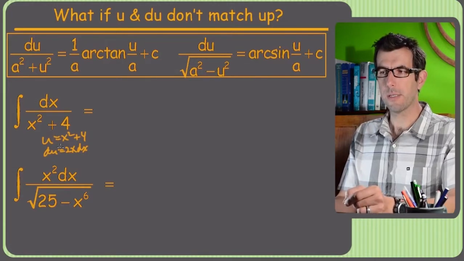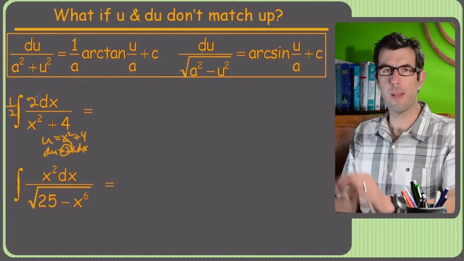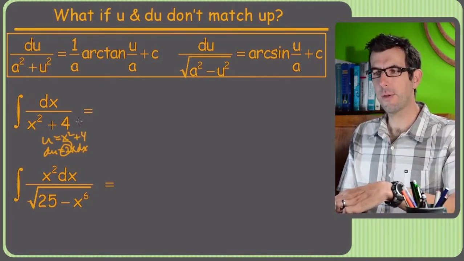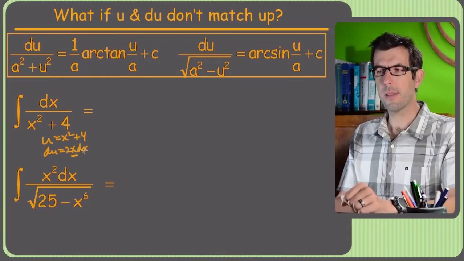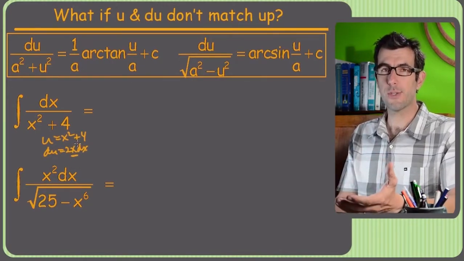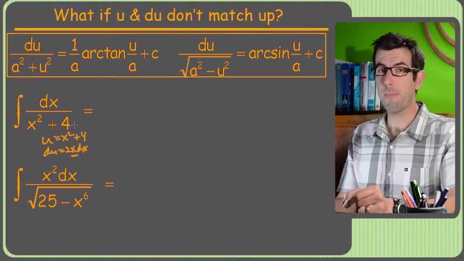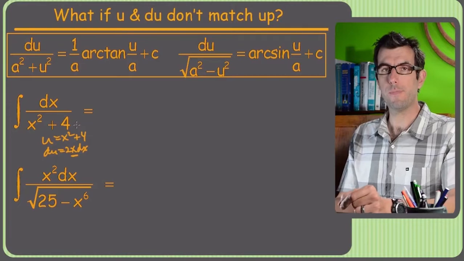There's no x upstairs. The 2 I can get. If I could just throw a 2 here, throw one out front anytime I want, that's no big deal. I can get the 2. What I cannot create, though, is that x. The x that's part of this du, there's just no way to conjure that. So I'm kind of hosed. I cannot make u and du match up on this problem for the power rule.